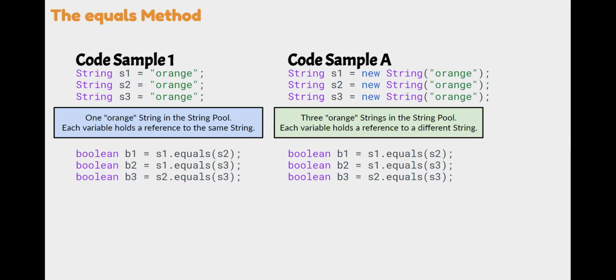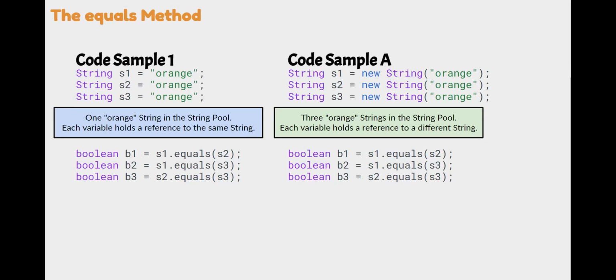Now, what would happen if we called the equals method and compared these to each other? Would those be equal or not? Would that evaluate to true or false? On the right side, we are calling that code sample A. In code sample A, we are declaring three string variables. We are calling the string constructor for each one of those, which means that we will have three different orange strings in the string pool. Each one of these strings will have a different memory address pointing to a different orange in the string pool.